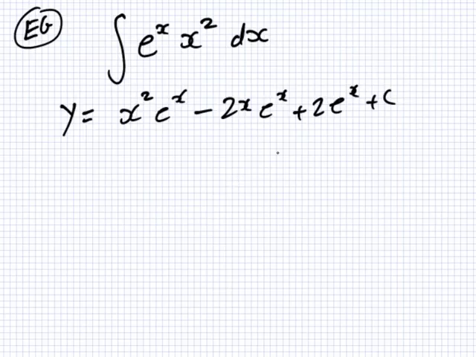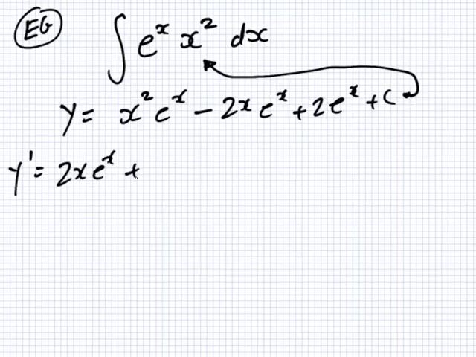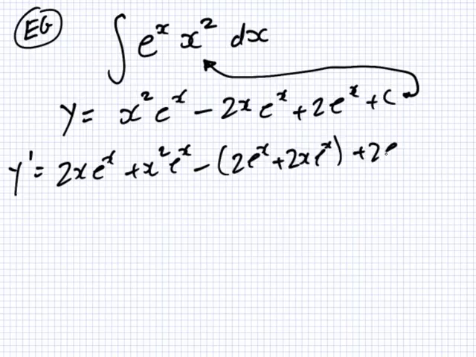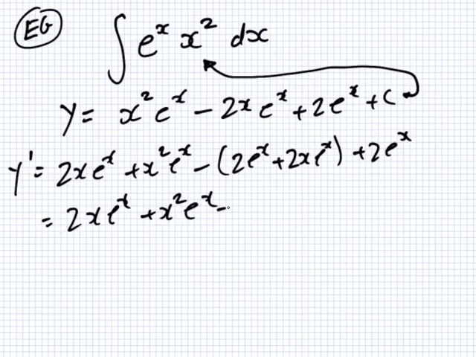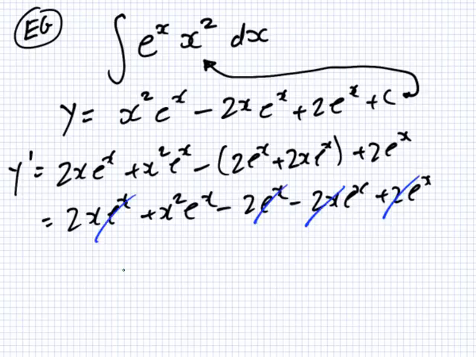Let's make life easy. If I differentiate this, it should make the original. So let's check it this way. The derivative is 2x e^x plus x squared e^x, minus 2e^x, minus 2x e^x, plus 2e^x. Let's see, it cancels, leaving x squared e^x. Good job, you are right.